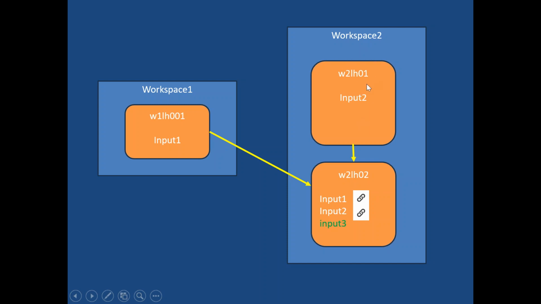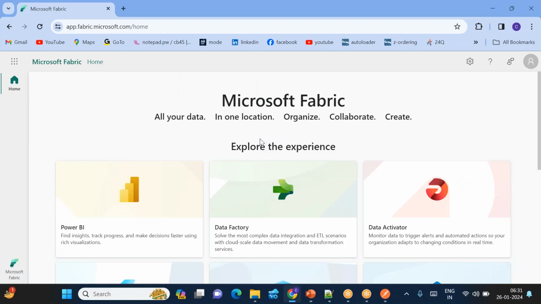Similarly, I'll create one more lakehouse within workspace 2 and I'll create a folder called input 2. This particular input 2 also I'll link here in lakehouse 02. And input 3 is the actual folder, which is not a link, which is available in lakehouse 02. So I'll show you everything, how it will look. Let's get started with our actual lab in the Fabric.